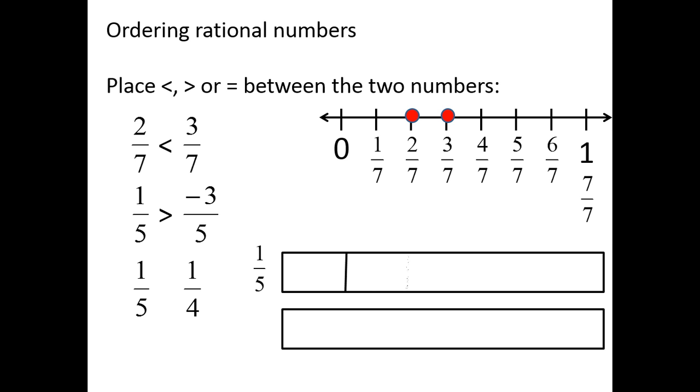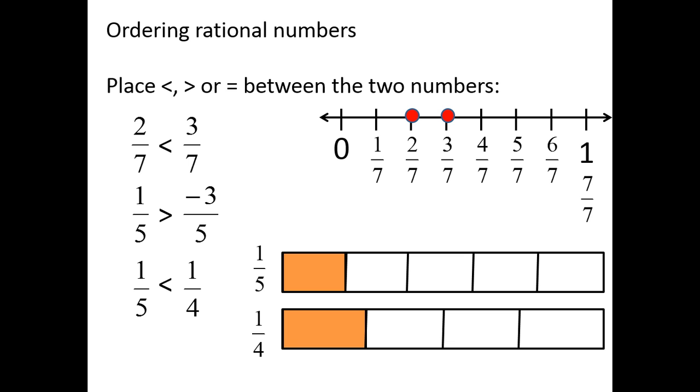So for the fraction 1/5, we're dividing the whole into 5 equal pieces, and we're going to be considering one of those pieces. And for the fraction 1/4, we're dividing the whole into 4 equal pieces, and we're considering one of those pieces. It's pretty clear to see that the 1/4 is larger and the 1/5 is smaller.